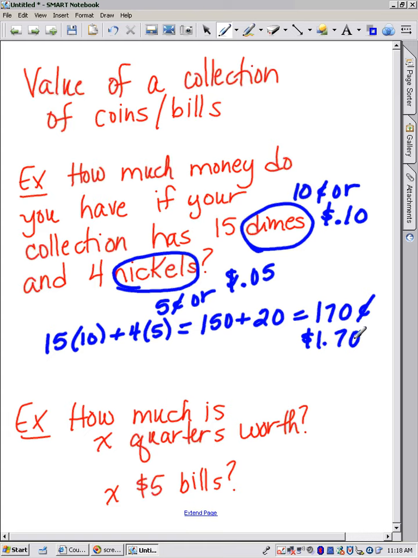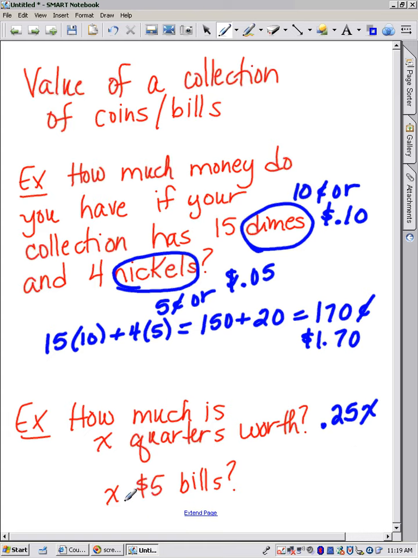How much is x quarters worth? So we're getting now into an unknown situation where we don't know how many we have, but we know they are. If I wanted to find the worth of x quarters, just like I did above, I had to multiply the value of the quarter times what I have. So the value of the quarter is 25 cents. The decimal would be 0.25 times the x. Or if you wanted to keep it in cents, it would be just 25x, understanding that is the value.